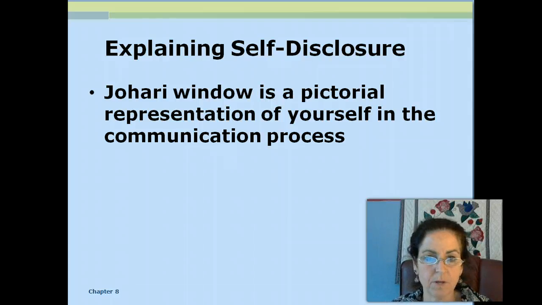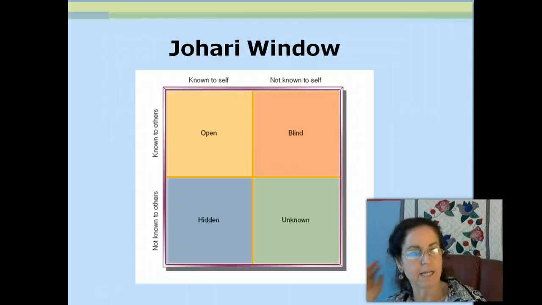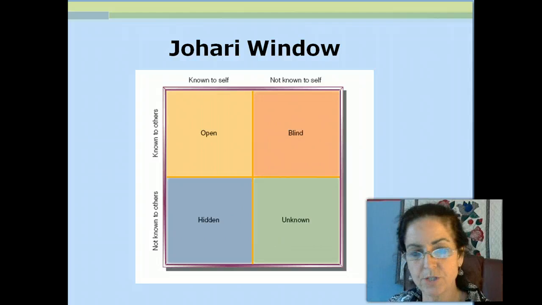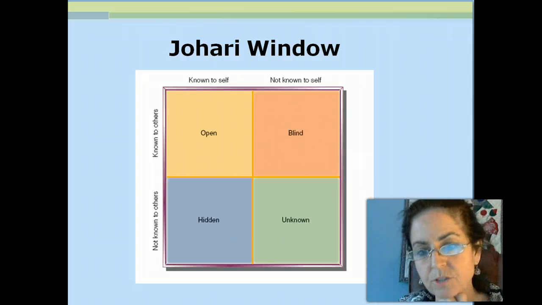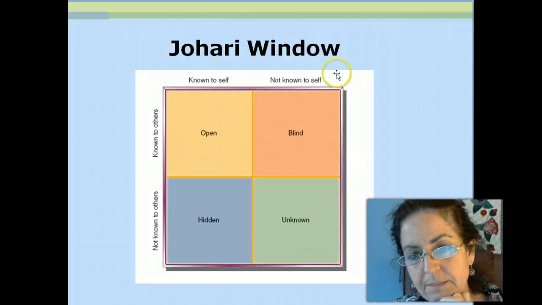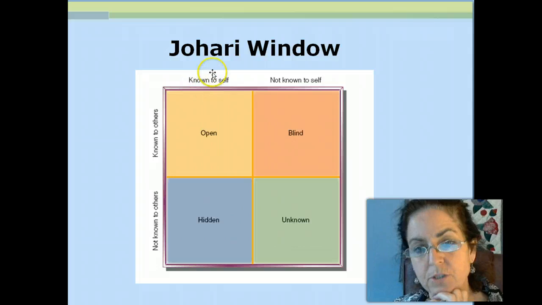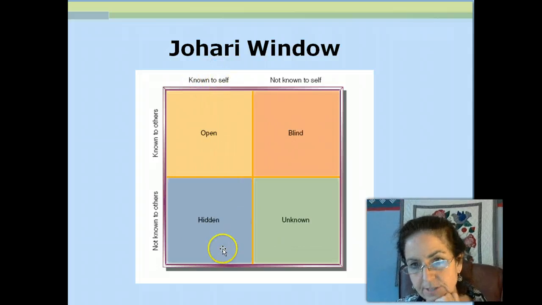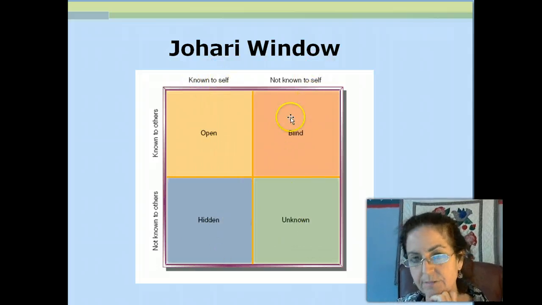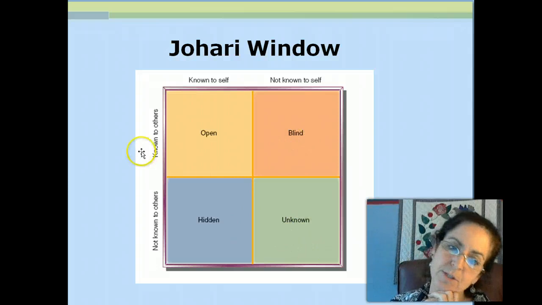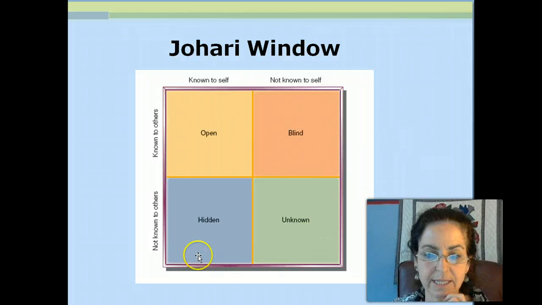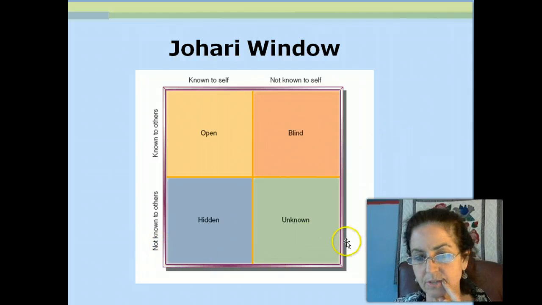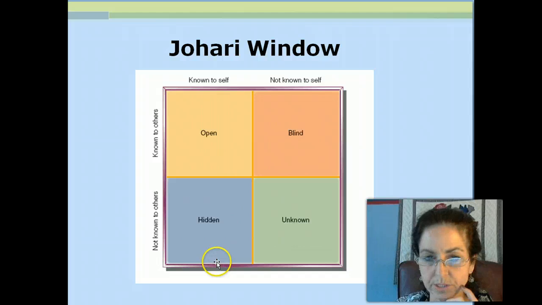The first model we just got done looking at was social penetration. The second model is the Johari window, which is basically a matrix. There are two different dimensions: that which is known to self, here and here, and that which is not known to self, here and here. Then there is information that's known to others, going left to right, and information that's not known to others. So there are four different quadrants.